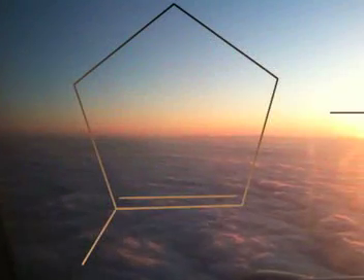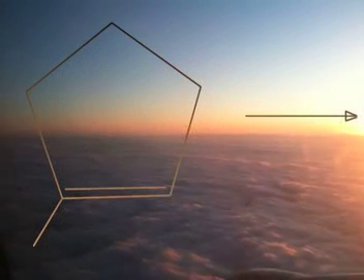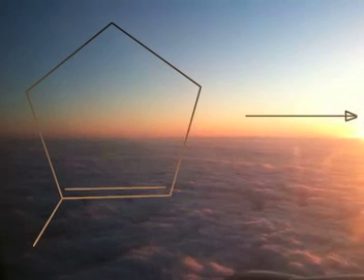So what we're going to look at is the fact that we've got this ring, and what's the first thing that's reacting here?